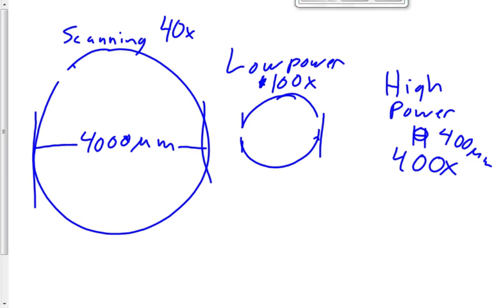This is where we left off yesterday, guys. We're talking about the fields of view for the different lenses on our microscopes. If you didn't get this diagram down yesterday, make sure that you have it. Here's the explanation of it.